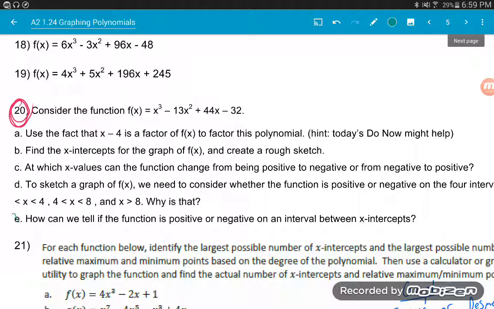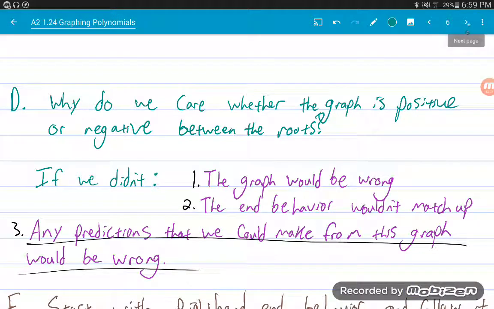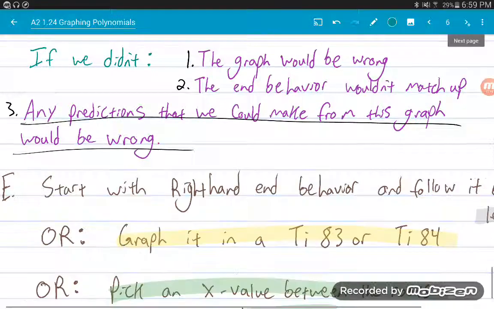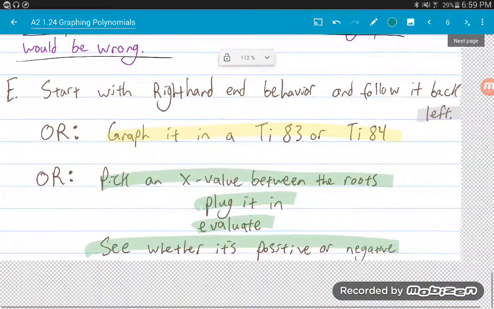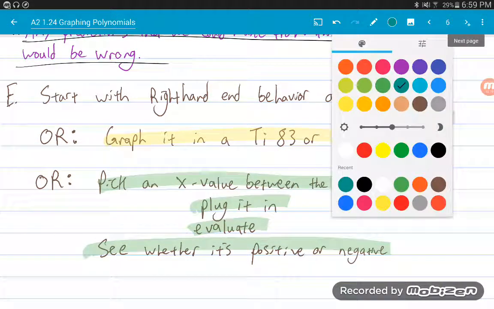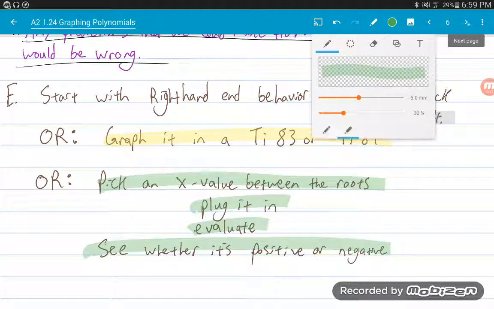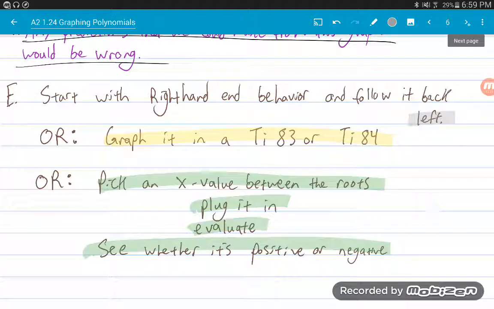Lastly, part E. All right, we've knocked all these down. How can we tell if the function is positive or negative on an interval between x-intercepts? So how do we know if it's up or down in between the roots? There's a couple ways to do that. And I highlighted them different colors. I'll just leave them that way. I'm not going to change them back.